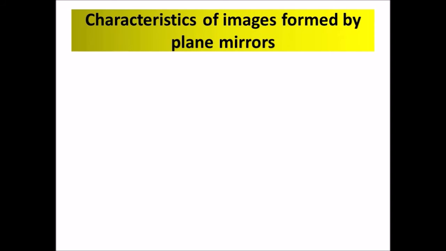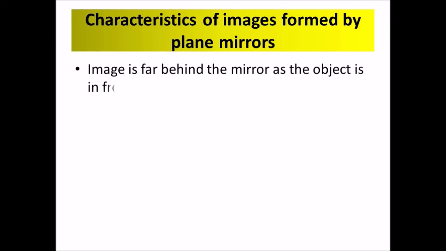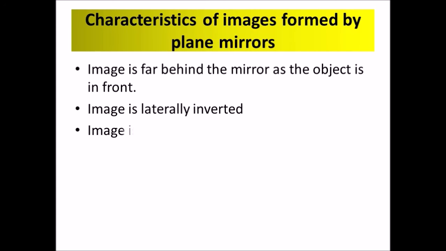In summary, the characteristics of images formed by plane mirrors are as follows. 1. The image is as far behind the mirror as the object is in front, meaning image distance equals object distance. 2. The image is laterally inverted. As you could see, the side that was appearing on the right hand side of the object, in the image it is appearing on the left hand side. Thirdly, the image is the same size as the object. So we have used the height to demonstrate this in the diagram.